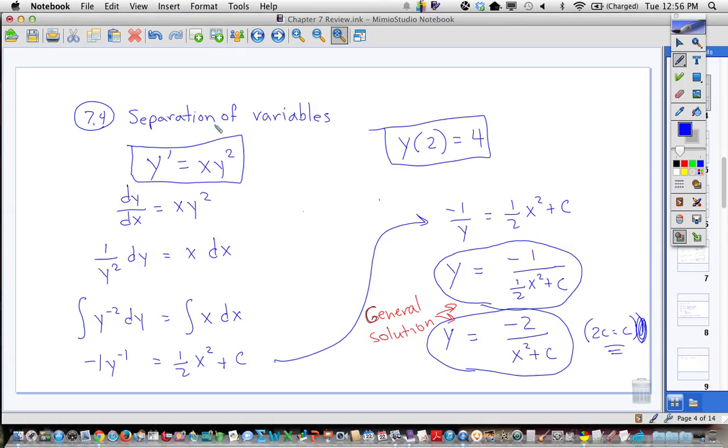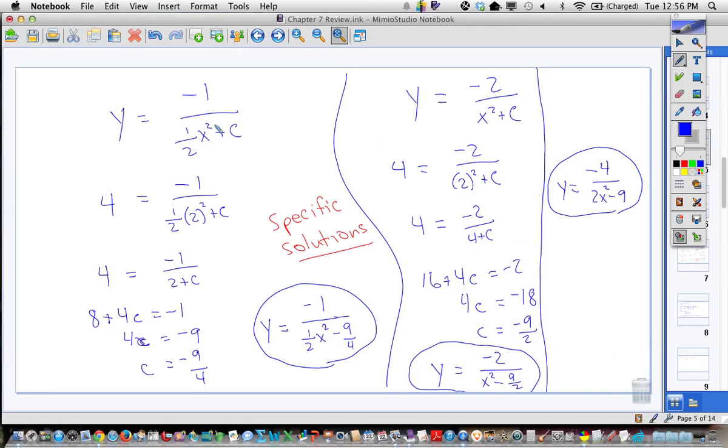Now, if they give you an initial condition, you need to plug that in and find the c value. So we went on from there. If you did the first version or the second version I had there, you put in your initial condition, you find the c value, then you write that. That's called the specific or the particular solution. And that's basically it. Okay?